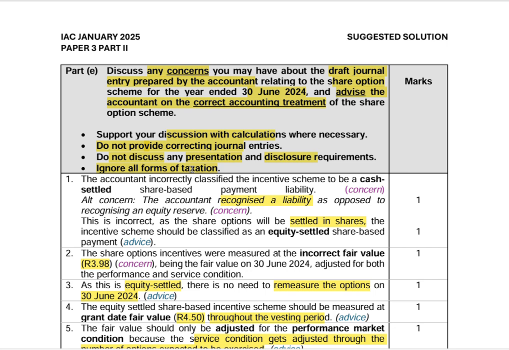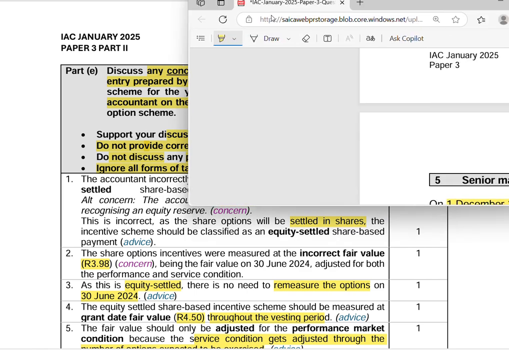So now that we have read the required and we understand what we're required to do, we are going to go back to the scenario and read the section that relates to the share-based payment. Once you have grasped all the information that is important for Part E of the required, we'll then move to the scenario and see what the scenario has for us. Now let us go and check our scenario.